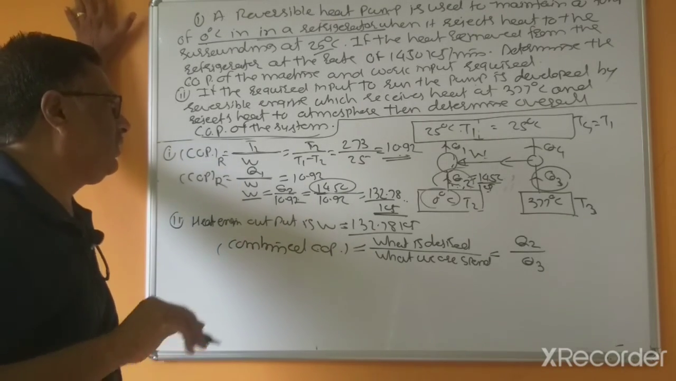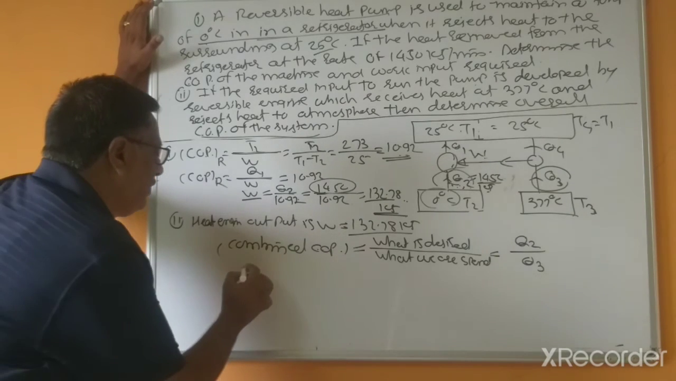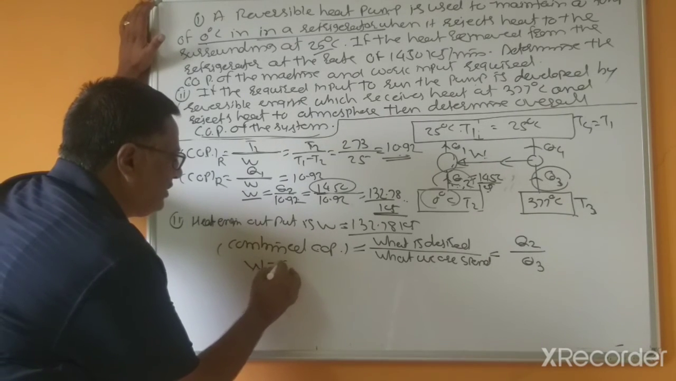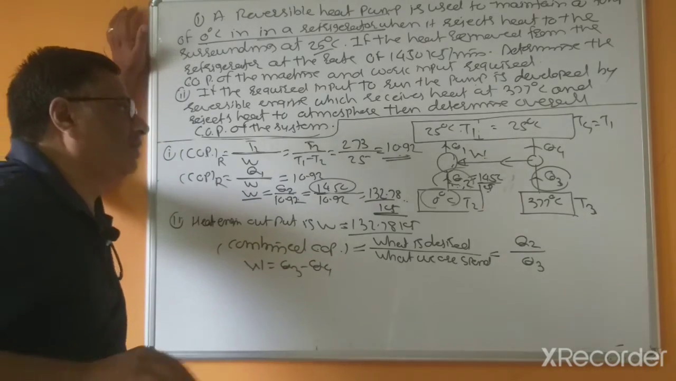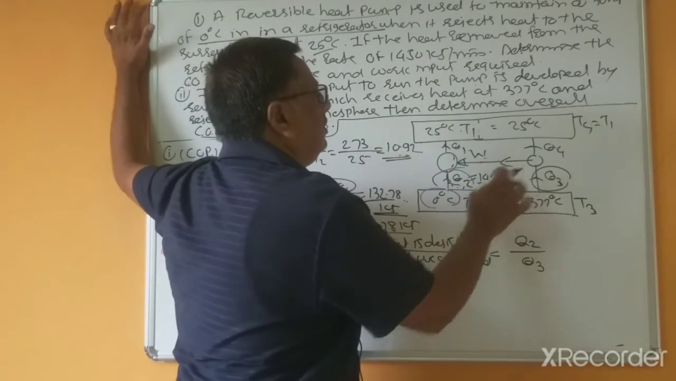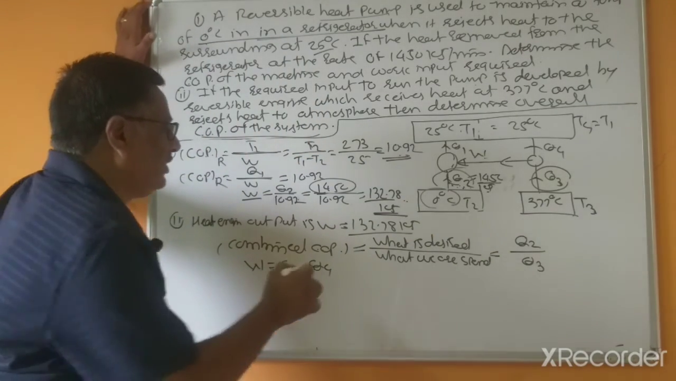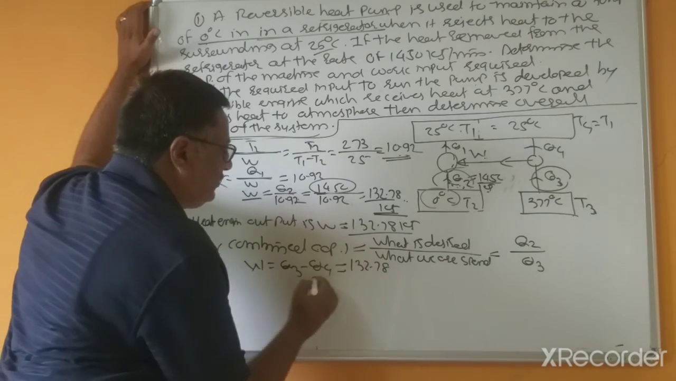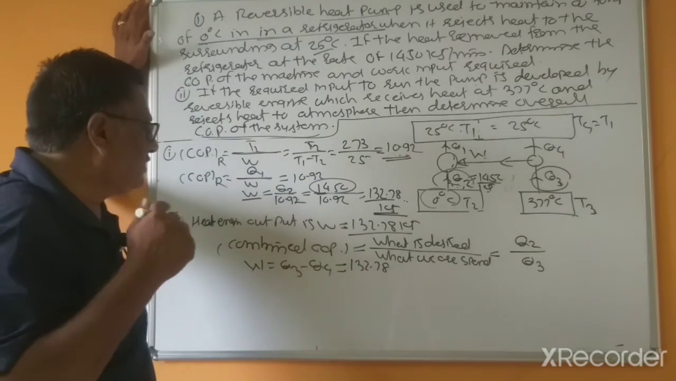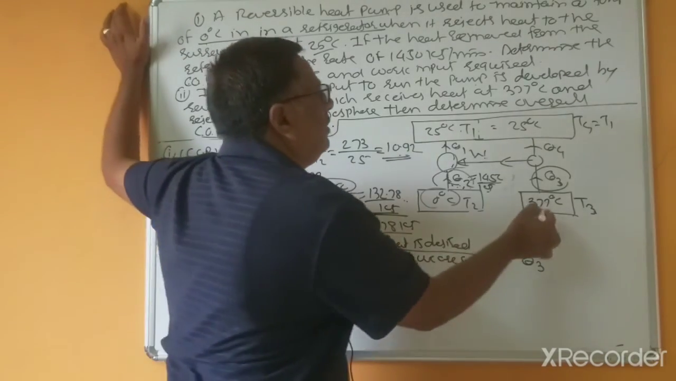Now we require Q3. So how can you calculate Q3? W equal to the relation Q3 minus Q4, and this is equal to 132.78. This is one relation. Here are two unknowns and this is one. Next, this is given.